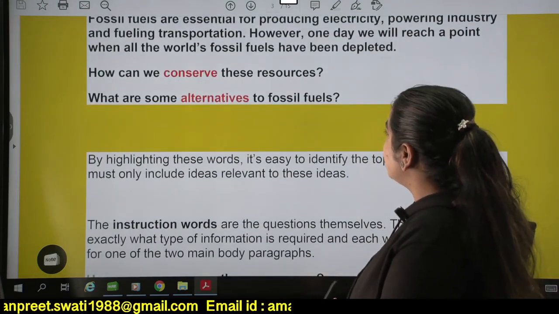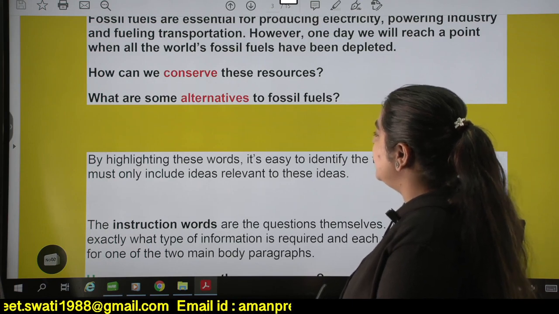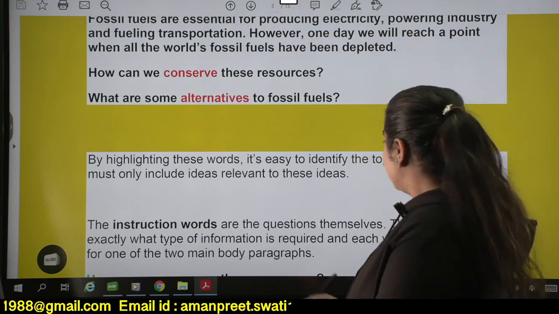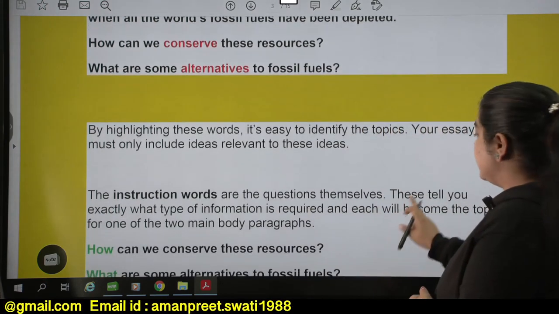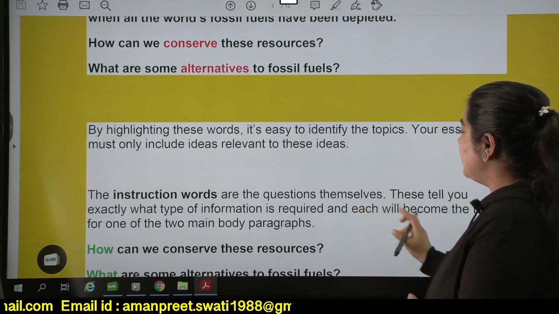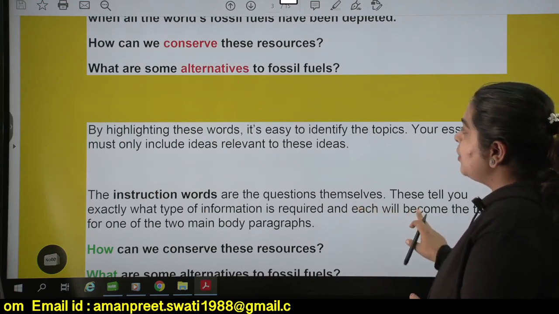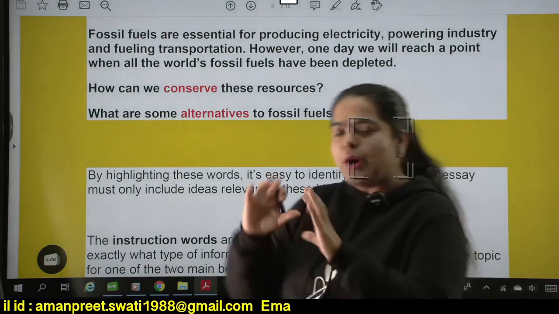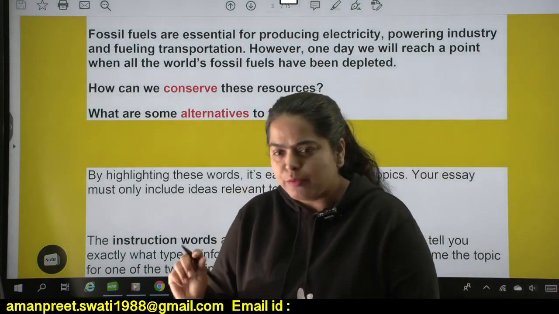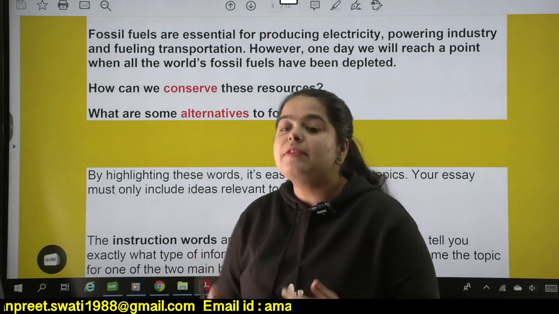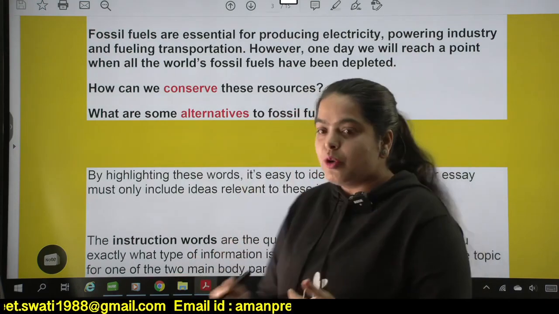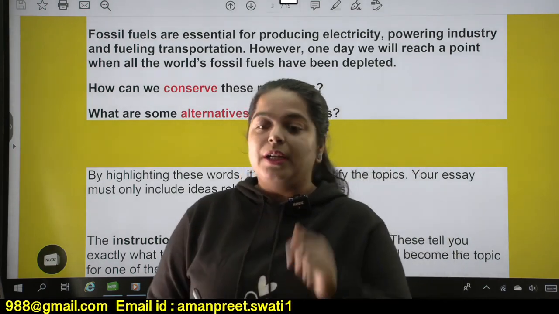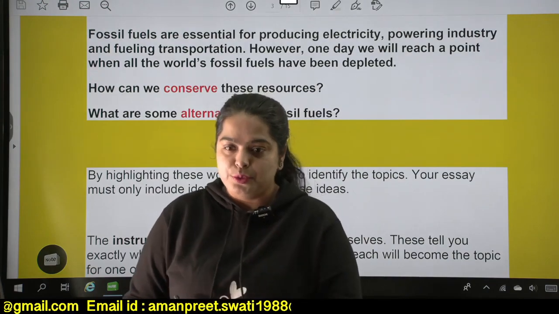how can we conserve these resources? What are some alternatives to fossil fuels? So that means these are the instruction words. They are basically the questions themselves. These tell you exactly what type of information is required. Right? Now you need to identify the difference between instruction words and your keywords. Topic word, it's just really very simple, around which the whole topic revolves. But if we specifically talk about the instruction or the other keywords, you should be in a position to understand where to draw the line between the two, right?